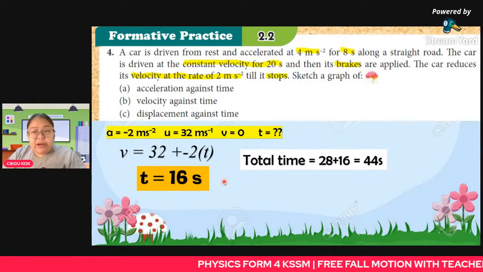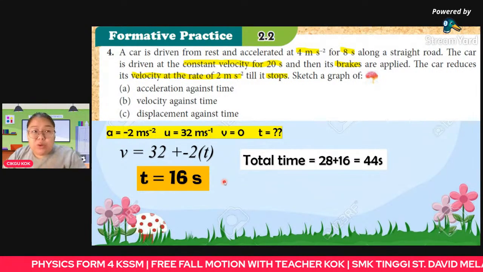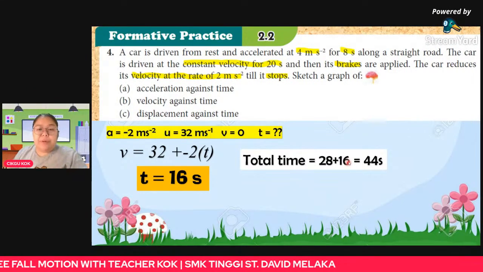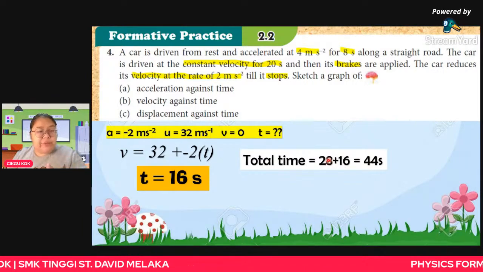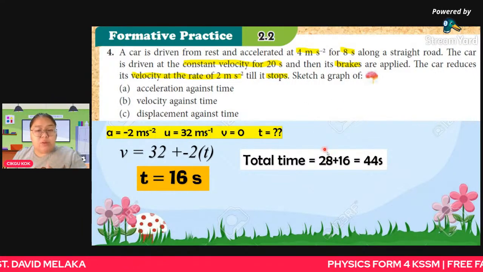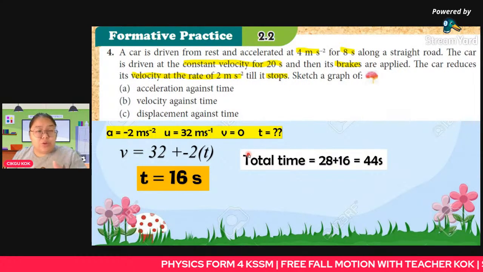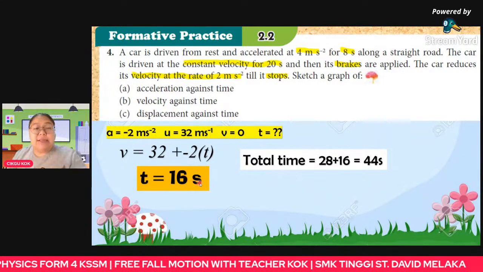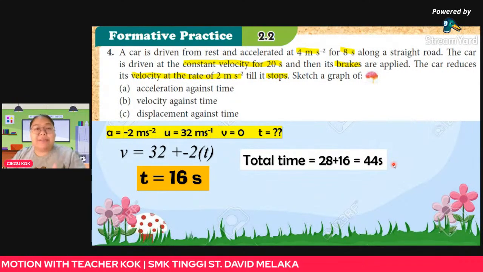The graph is continuous. You cannot say, oh, 16, then I stop at 16. No, you need to add the time taken before that. Before that we proved already 8 seconds. Then after that, they move again for constant velocity, 20, is it? So 20 plus 8 becomes 28. Now the last one, I need to stop. I do know what time to stop, so I calculate and find 16 seconds. So totally the whole journey is 44 seconds.